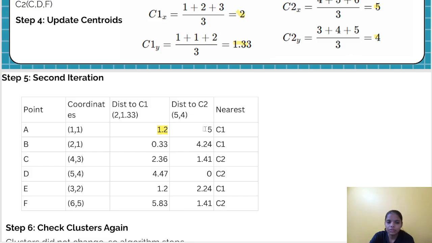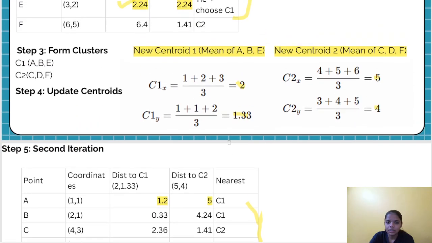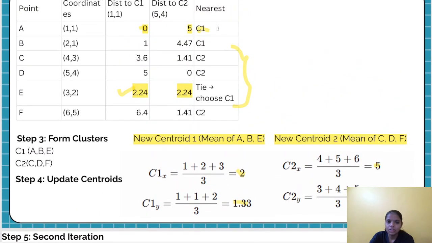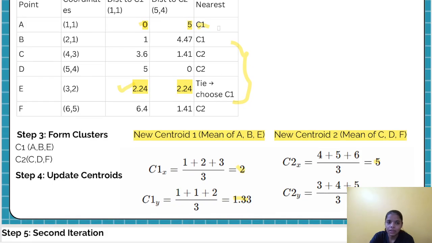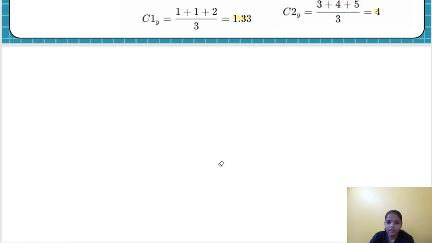Here 1.2 is the nearest, so we place point A into cluster 1. Similarly, points B, C, D, F we place into their desired clusters. Now, as you can see, the clusters in the second iteration and in the first iteration are the same. Point A, point B and point E are inside cluster 1.